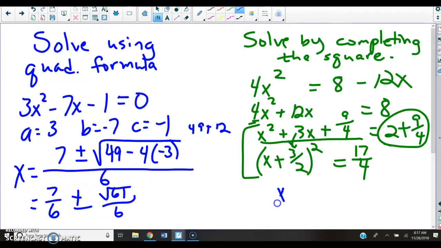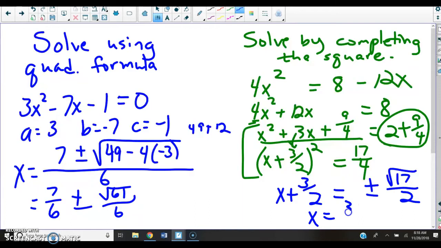Then to solve it, remember, all you got to do is undo what's been done to x. So the first thing we did was add the 3 halves and we squared it. So we undo squaring first. I don't know the square root of 17, but I do know the square root of 4. And then move the 3 halves over.